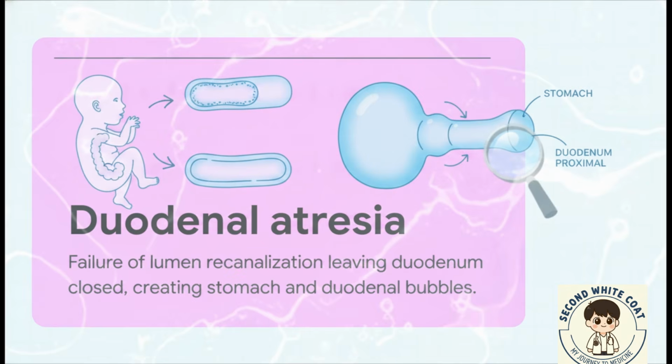You see, during normal embryologic development, epithelial cells actually fill up the duodenal lumen. Later on, those cells are supposed to hollow out and reopen the tube, a process called recanalization. But if recanalization fails, the duodenum remains a closed blind loop, so everything backs up before the obstruction, creating exactly two distinct bubbles. The dilated stomach is bubble 1, and the dilated proximal duodenum is bubble 2.